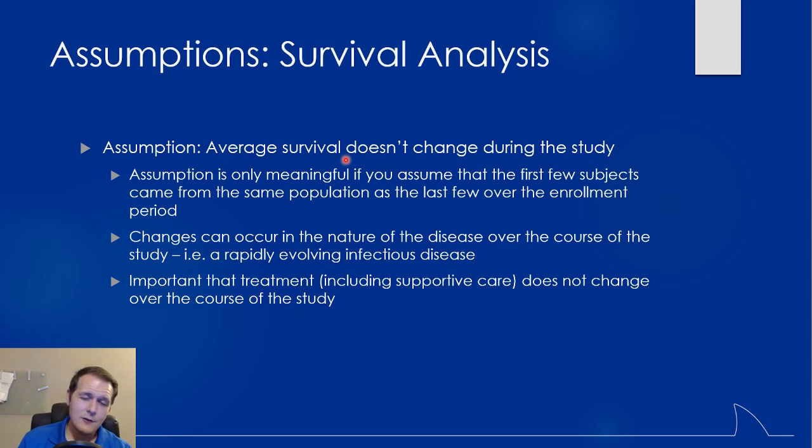You want to make sure that average survival doesn't change during the study. And again, this is if you're running something over a prolonged period of time. Certain things can change, like the nature of the disease can change. If you say, for instance, have an infectious disease that is mutating, that may make it more or less deadly. Maybe you find that the standard of care, right, has changed during the course of the study, and that is influencing the survival rate. So it's important to make sure that the treatment is consistent throughout the entire time frame, and the disease itself is consistent throughout the time frame.